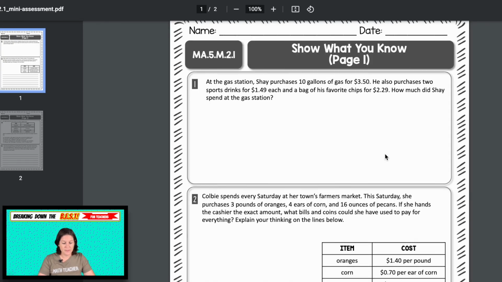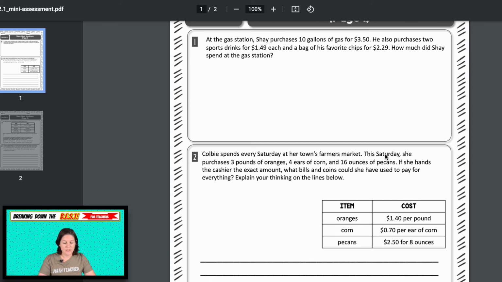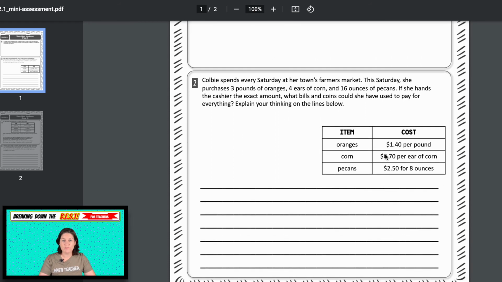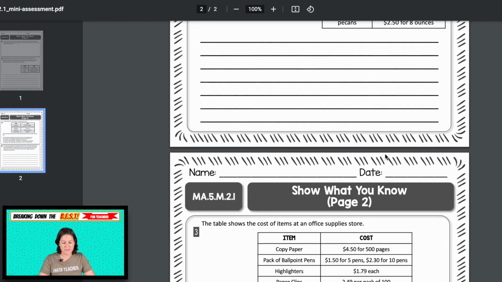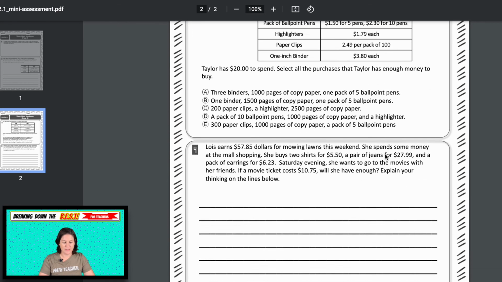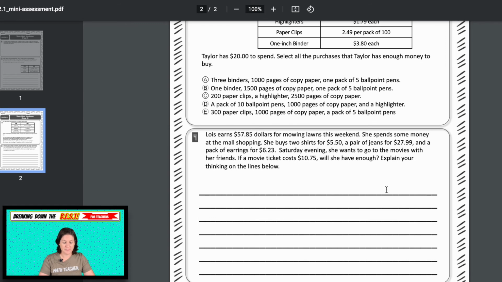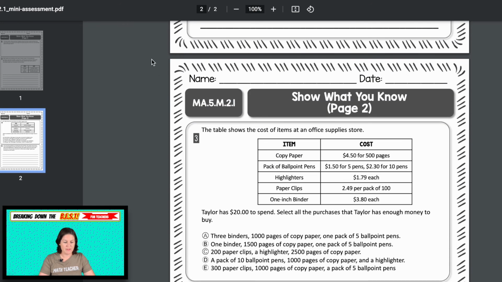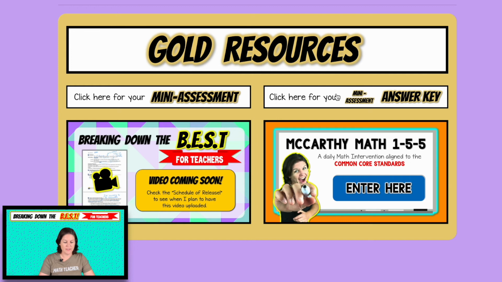But you also have access to a mini assessment. You can see a variety of question types. There are about 4 to 5 questions depending on the standard. Got some charts, we've got money, all kinds of stuff happening. Here with this one, you also have the answer key right there.